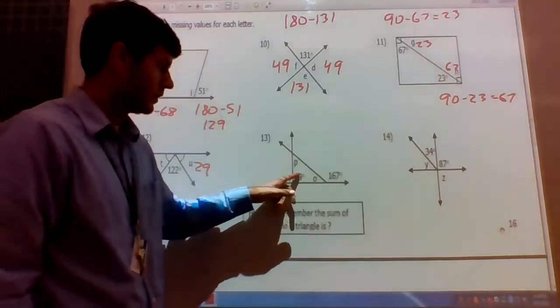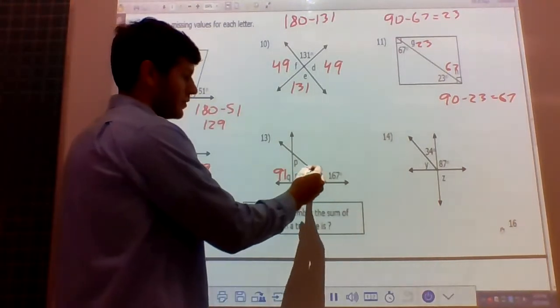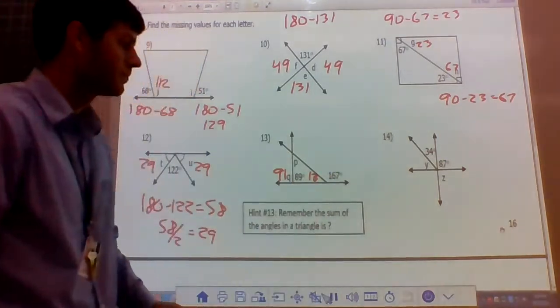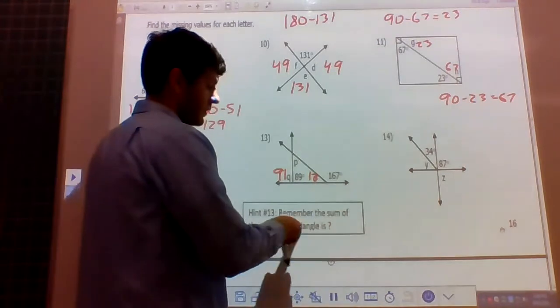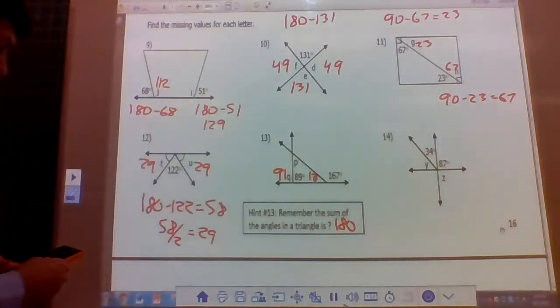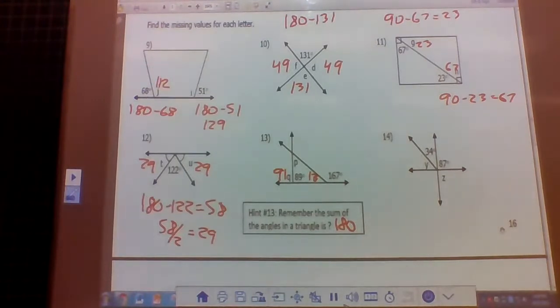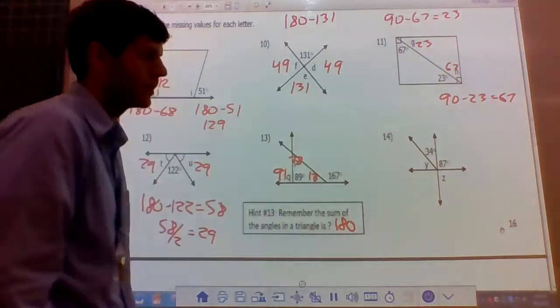These are linear, so this one's 91, 180 minus 89, and then this one is going to be 13. We don't know this yet, but in a triangle, the three interior angles are going to add up to 180. So we don't need to worry about that for the test, but 180 minus 89 minus 13 is going to give us 78. Don't worry about that one though.